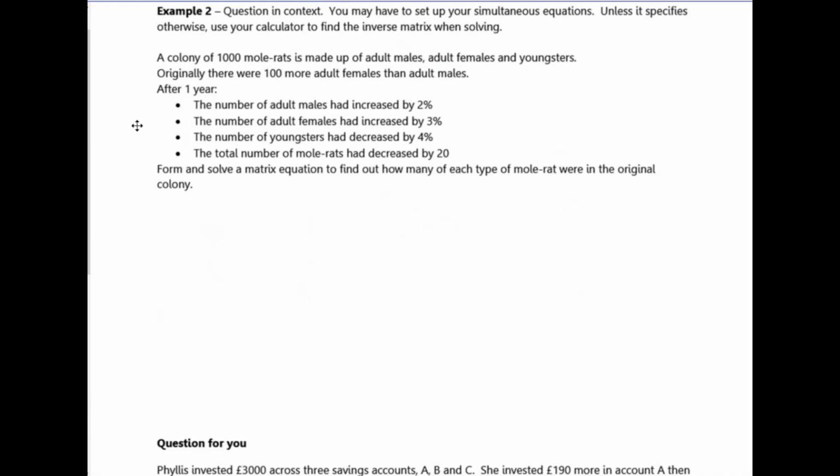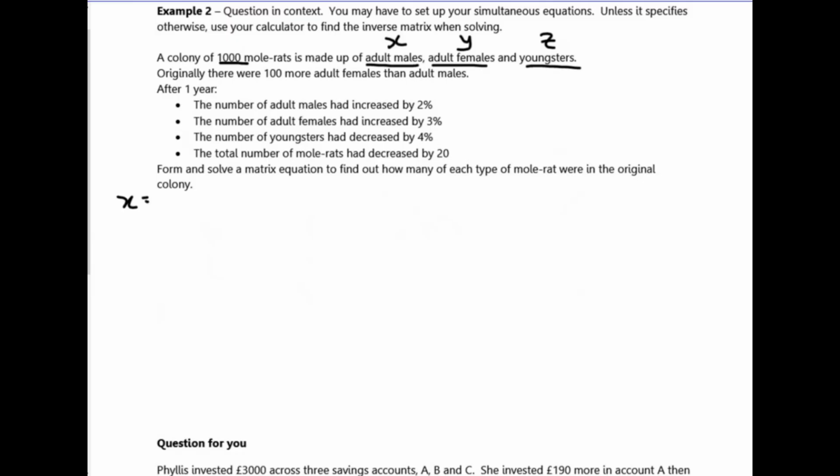So in your exam, you may also get asked questions in context. There are a couple of exam technique bits that you need to know about for this. First off, you must define your variables before you answer this question. So in this question, we've got 1,000 mole rats made up of adult males, adult females, and youngsters. I'm going to assign x, y, z to each of these, but I must write this out.